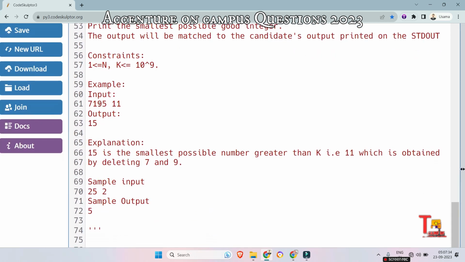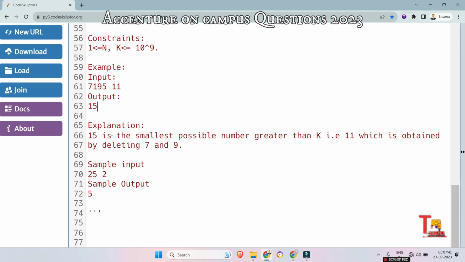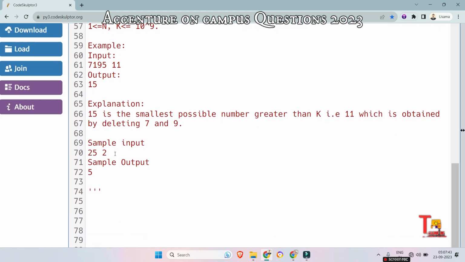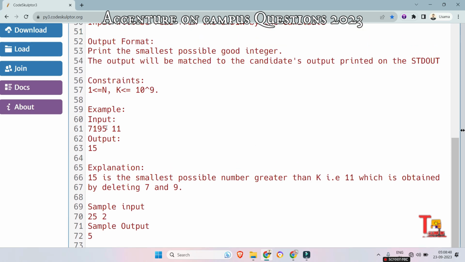For 7195, the value of n is 7195 and the value of k is 11, the output is 15. Why? I am explaining. Let's first see the second input, that is 25, and the k value is 2, and the output is 5. How? In the number 7195, we can have many subsequences or substrings like 7, 1, 9, 5, 71, 79, 75, 719, 715, 195, 19, 15, 95, right?